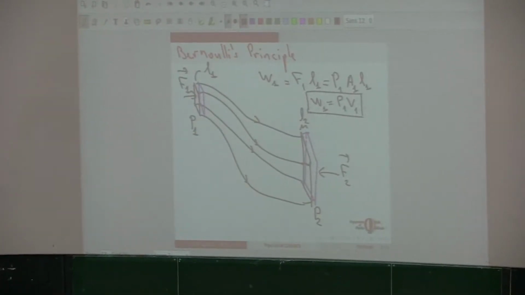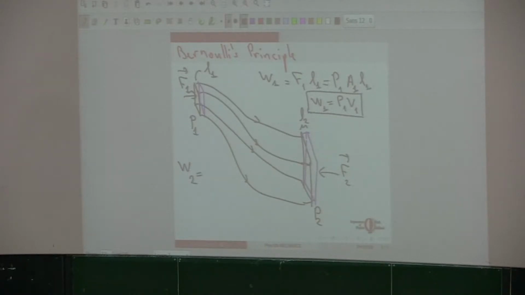Okay, remember this expression. Next week we might be doing some thermodynamics. We will need this one. The work done by this force on my system is the pressure at that point times the change in the volume at that point.